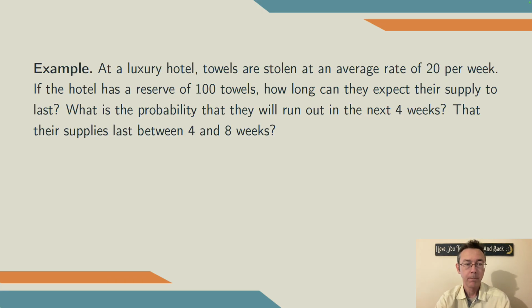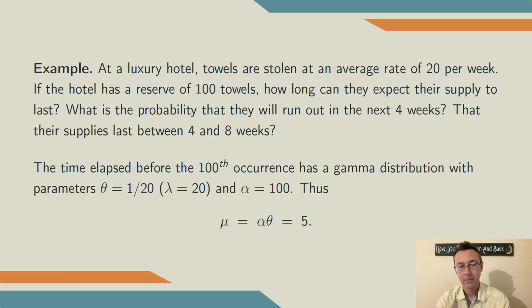One more example. At a luxury hotel, towels are stolen at an average rate of 20 per week. If the hotel has a reserve of 100 towels, how long can they expect their supply to last? What's the probability that they'll run out in the next 4 weeks? What's the probability that their supplies last between 4 and 8 weeks? So I recommend pausing the video here, trying these on your own before seeing my solutions.